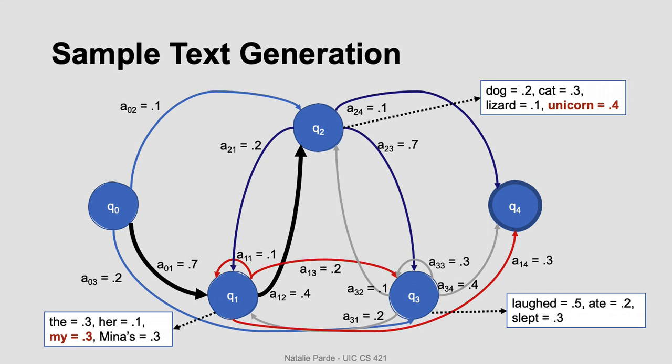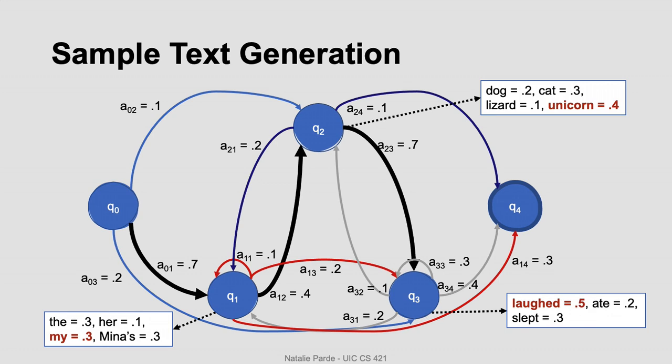There are 3 transitions available to us now. We can transition back to Q1, onward to Q3, or all the way to Q4. Again, we randomly select according to this distribution. We end up selecting Q3 as our next state, so we transition into that state. There are only 3 words we can generate from this state: laughed, ate, and slept. We'll select one randomly according to the observation likelihood distribution. And we end up generating the word laughed.